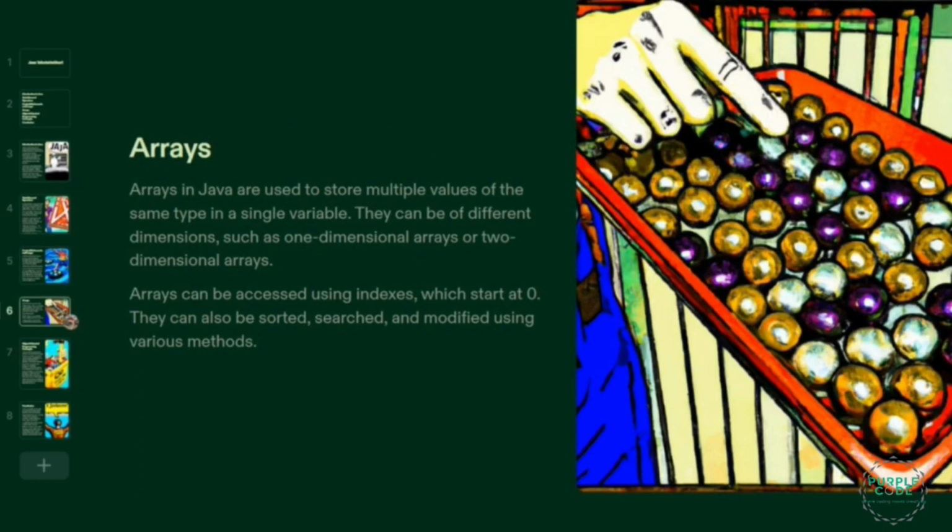Arrays in Java are used to store multiple values of the same type in a single variable. They can be of different dimensions, such as one-dimensional arrays or two-dimensional arrays. Arrays can be accessed using indexes, which start at 0. They can also be sorted, searched, and modified using various methods.